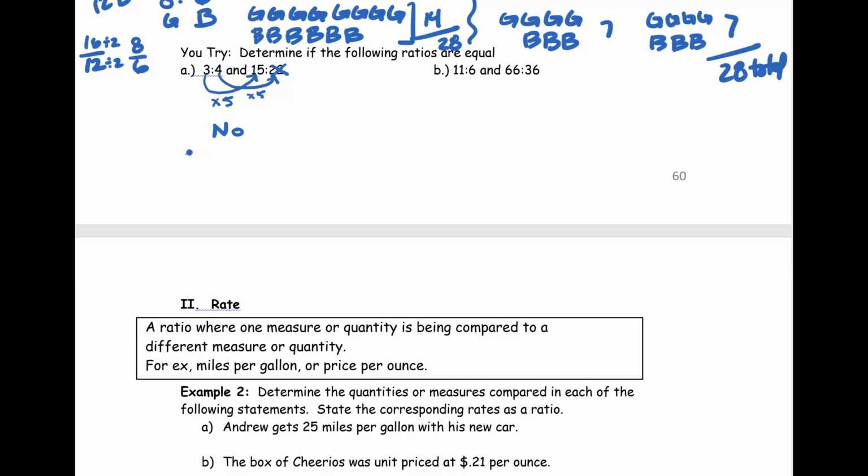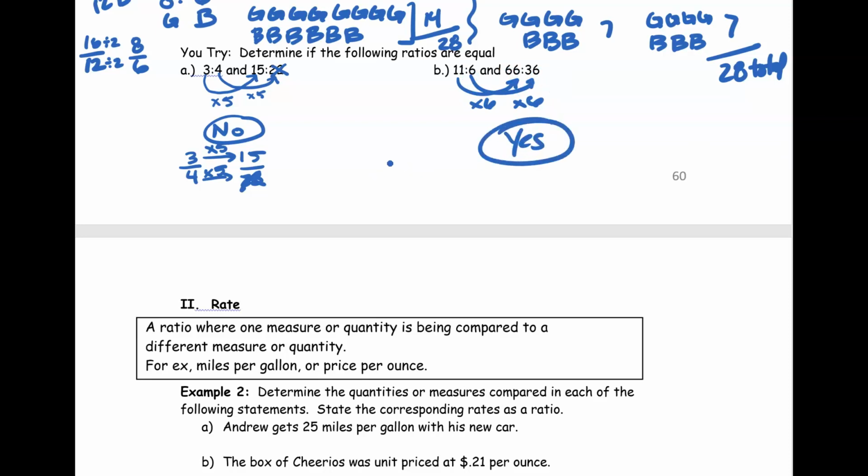The other thing you could do is write them as a fraction. You could divide these in your calculator and get a decimal for both. You'll see that they're different decimals. You could also use the same method that I did over there where you do times 5 and realize, oh, that doesn't work, so you say no on that one. For this one, 11 times 6 is 66. 6 times 6 is 36. So we would say yes, they are the same.